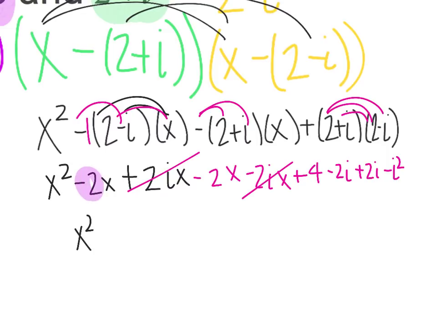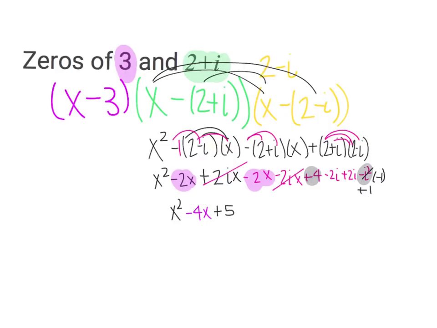My negative 2x and my negative 2x together give me a negative 4x. And then I have my plus 4 and my minus i squared. Why did those combine? Because remember, i squared is really negative 1, so negative 1 is really a positive 1. So I get 5 there. You can go through and do the math in more detail if you need to, but I promise you that's what you're going to get. And then we need to multiply that by x minus 3.